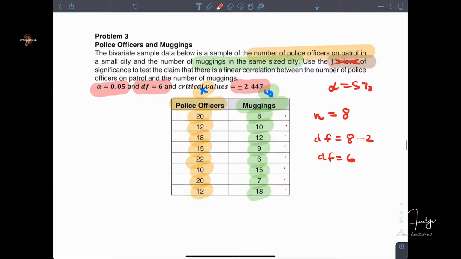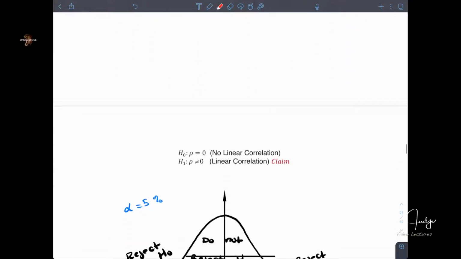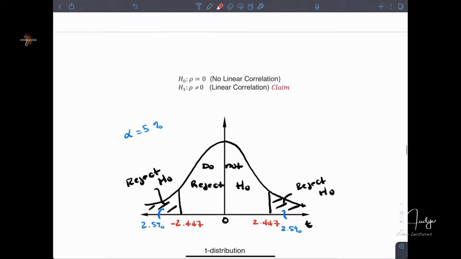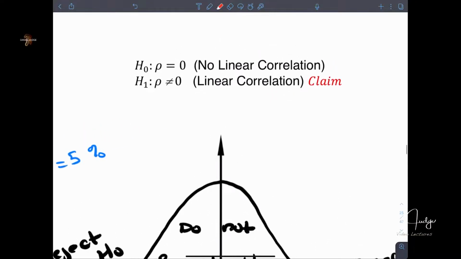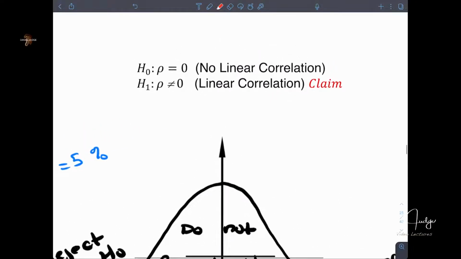Now, remember for your formal hypothesis test, your null hypothesis is the statement that rho is 0 and that there is no linear correlation. The alternate hypothesis, the opposite, is rho is not 0 and that there is a linear correlation. And this is always going to be our claim in these questions. They're going to ask us to test the claim that there is a linear correlation.